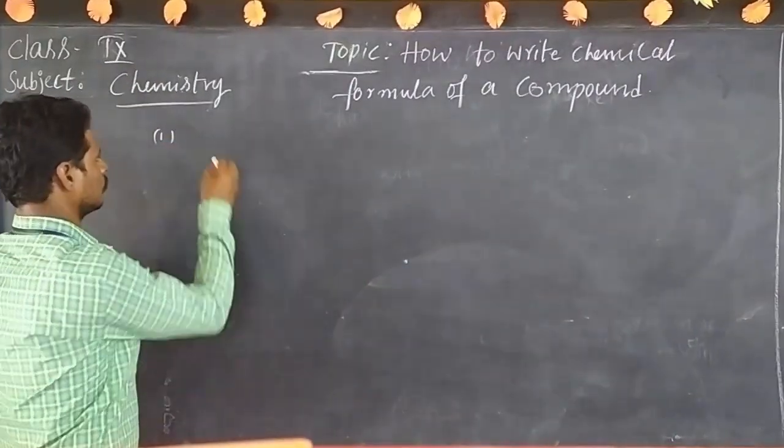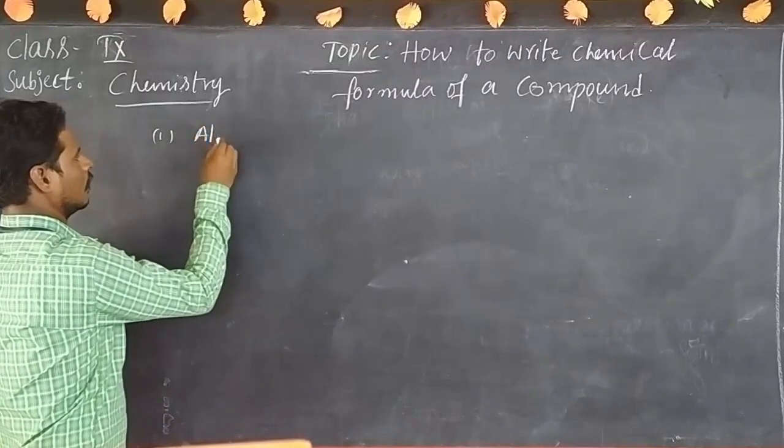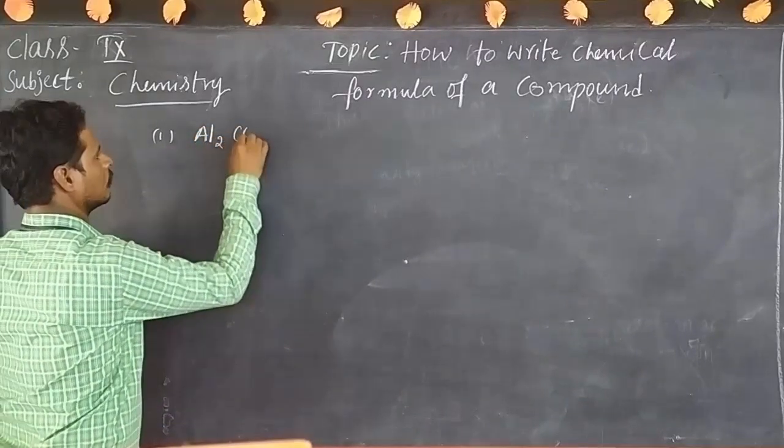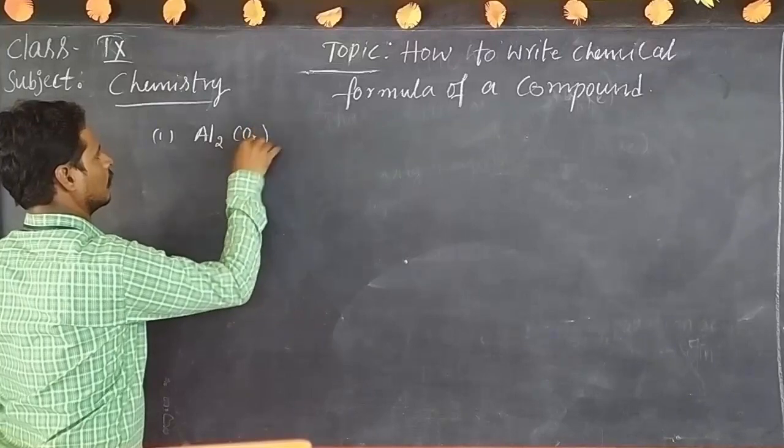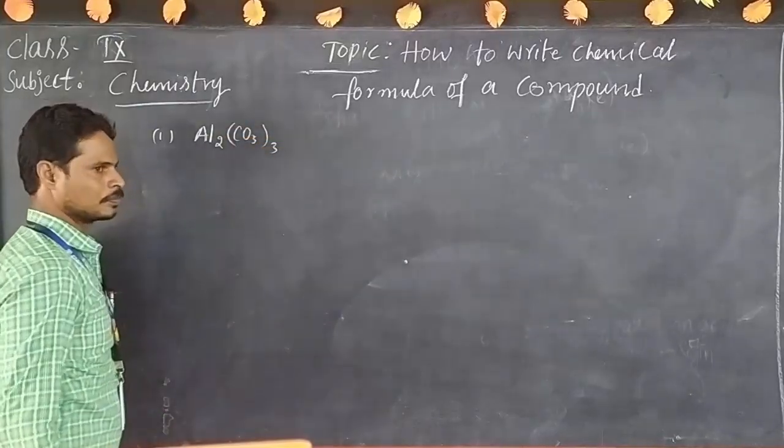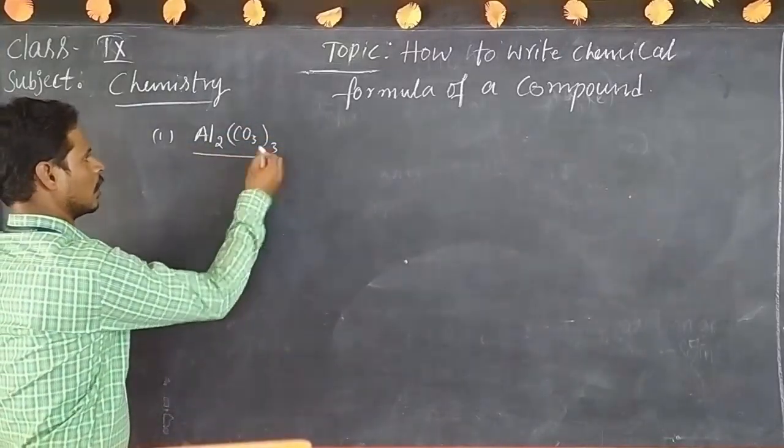Example: aluminium carbonate. How can we write this formula?